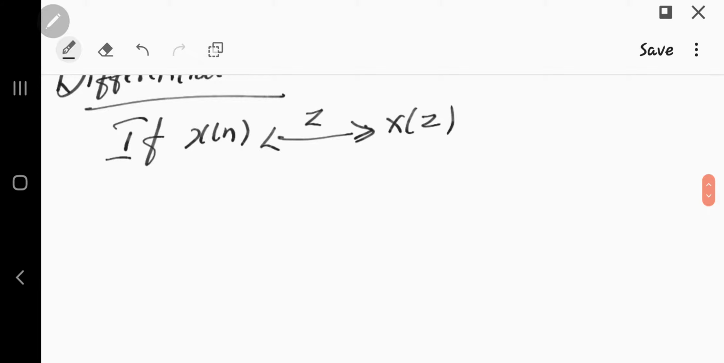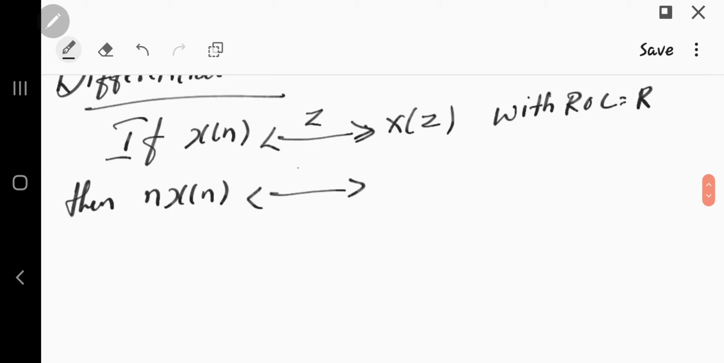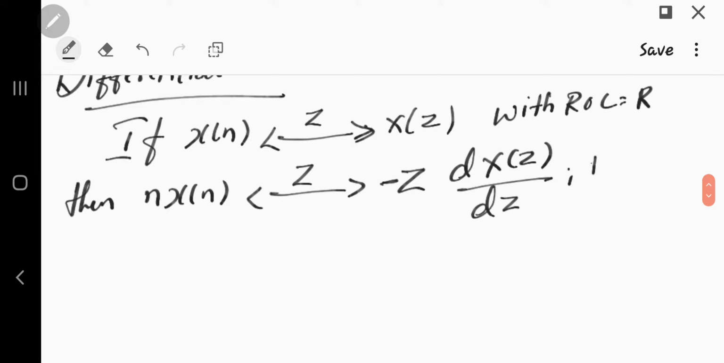So next is differentiation. So it says if x of n gives x of z with ROC R, then n into x of n will give minus z differentiation of x of z with respect to z with ROC R.